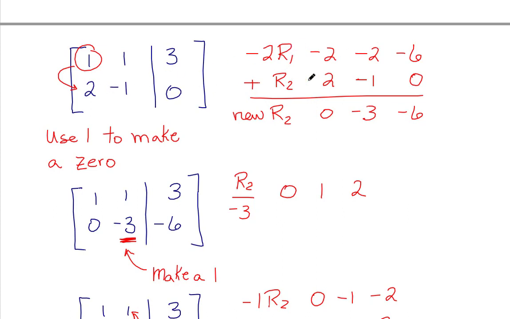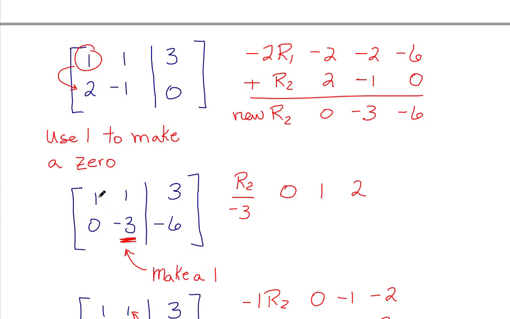And that's what you see here, -2 times row 1. Here's row 2. All right, there it is. I'm going to add these two together and make a new row 2. Let's see, these add to give me 0. -2 plus a -1 is a -3. And -6 and 0 is a -6. So here is my new row 2.